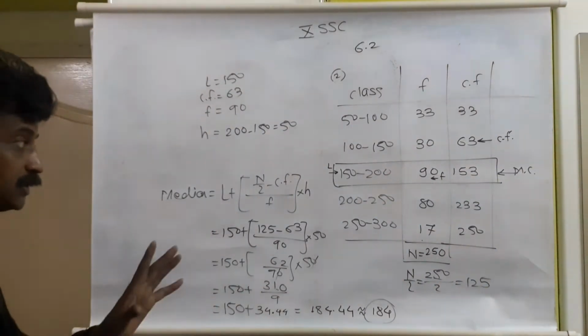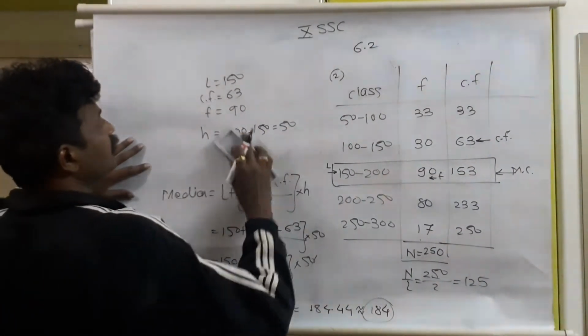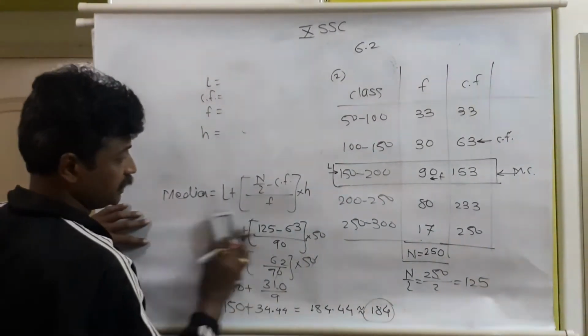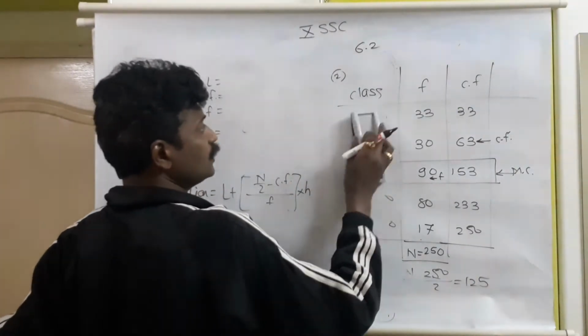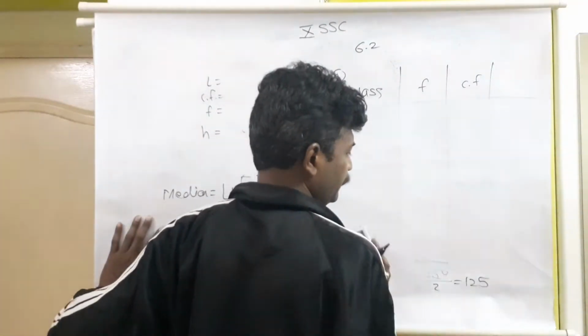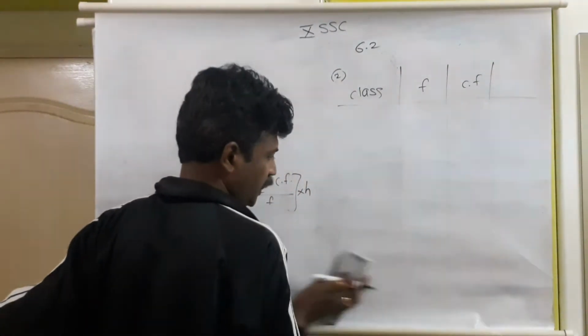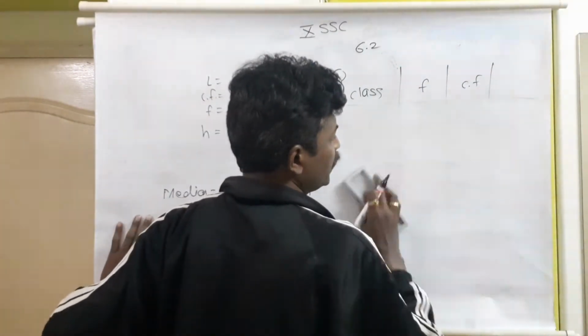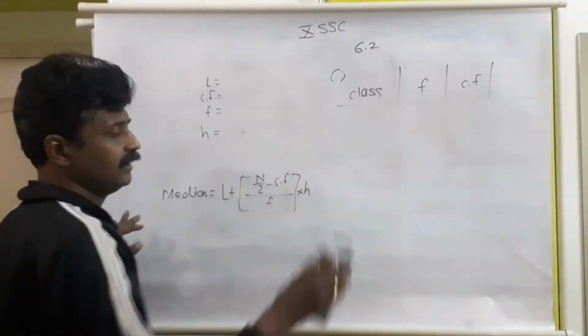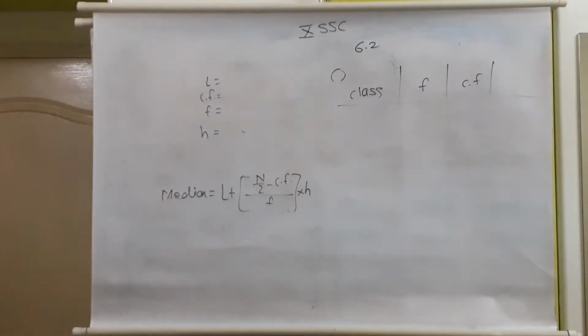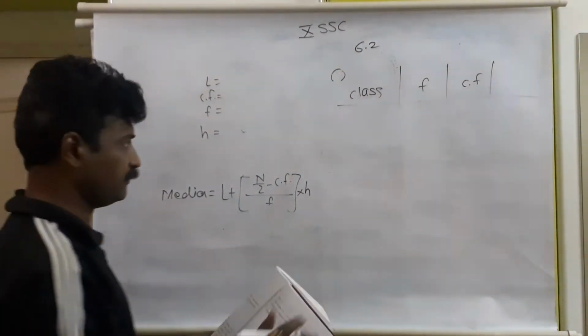Solution for sum number 2. I hope you understood. We'll continue with sum number 3 of 6.2, which is again based on the same median formula, but the information provided will be a little different, based on the statistical information on page number 145.